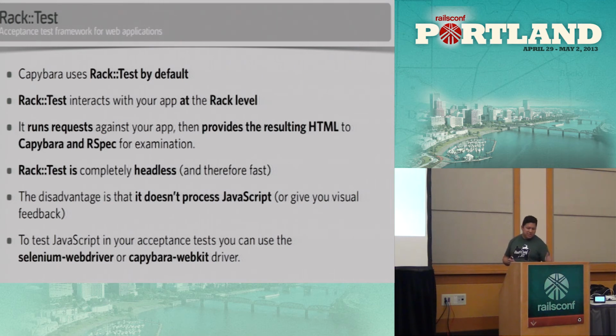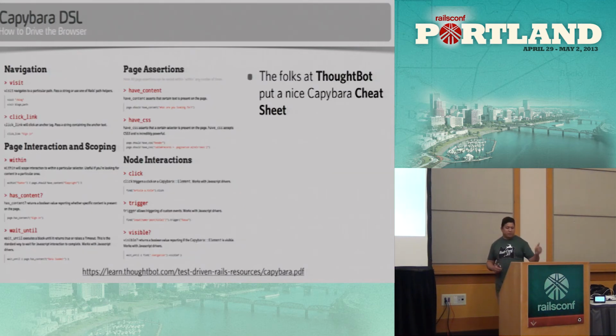And like I mentioned, there's the Selenium WebDriver and the Capybara WebKit driver. So we'll be using Selenium WebDriver. The nice folks at Thoughtbot put together a cheat sheet for Capybara because every time I'm using Capybara, I have to look up the documentation to find out where things are. So they put a really nice one together. It's a 2-page PDF, the URL's at the bottom, that I use all the time to figure out what I need to do.